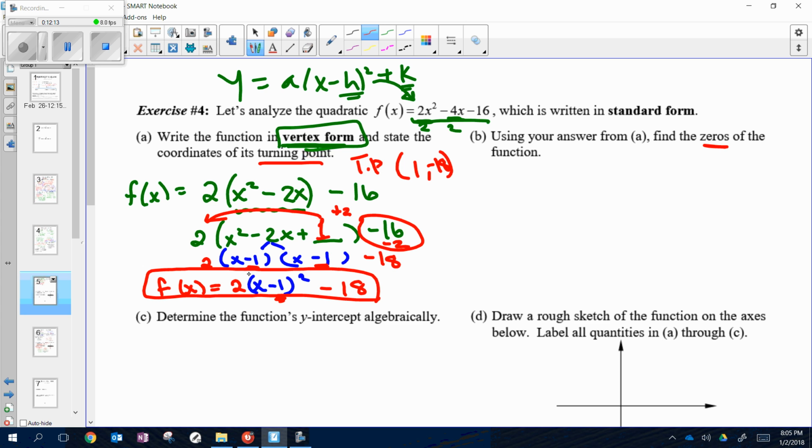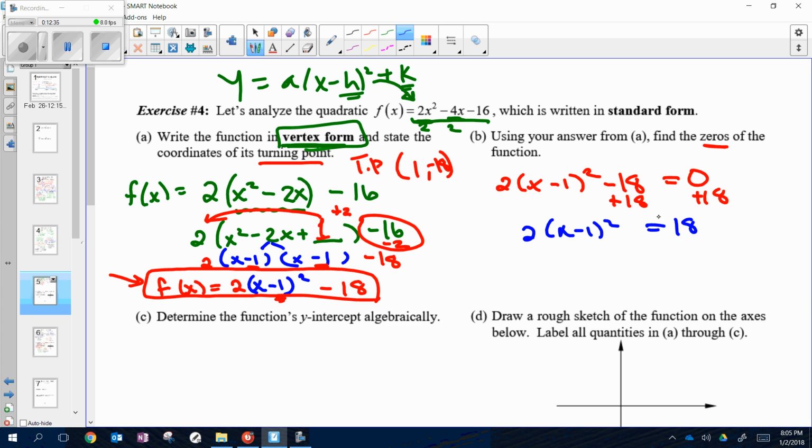So from vertex form, 2(x minus 1) squared minus 18, find where it's equal to 0. So I'm replacing my function, my y, with 0. All right, I'm going to add 18 over to the other side. I'm doing inverse operations is all I'm doing. I have 2(x minus 1) squared equals 18. Working your way into the square, you got to divide away the 2. (x minus 1) squared equals 9. And now I got to get rid of the squaring with a square root.